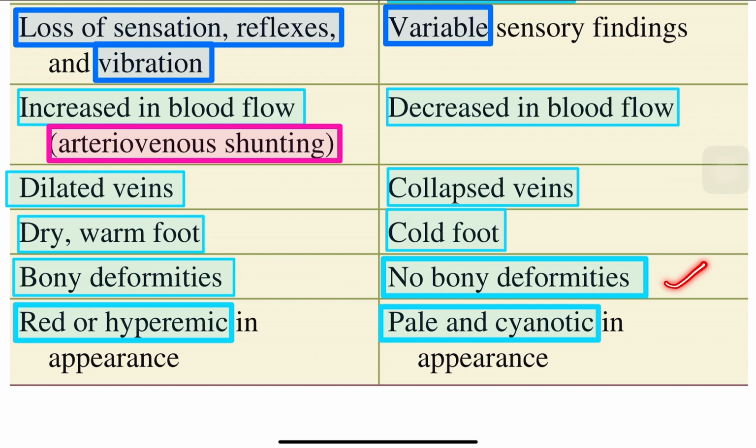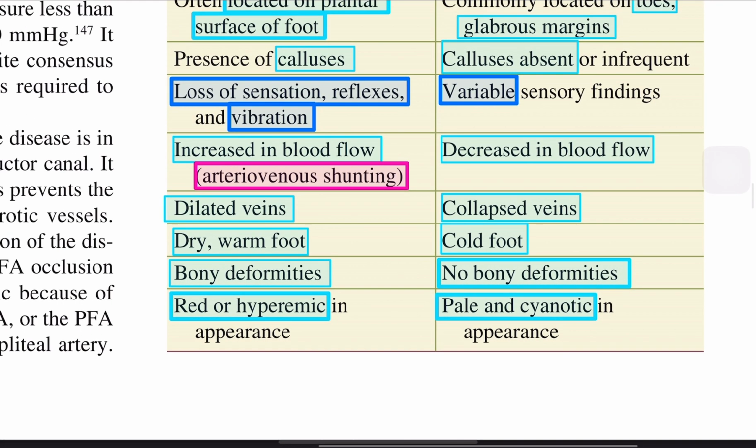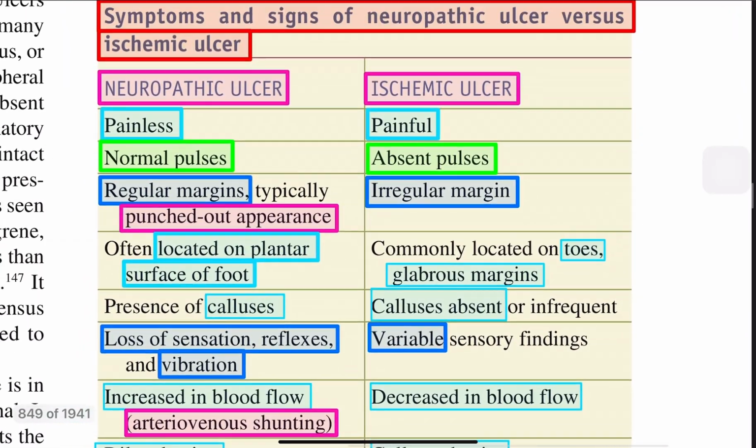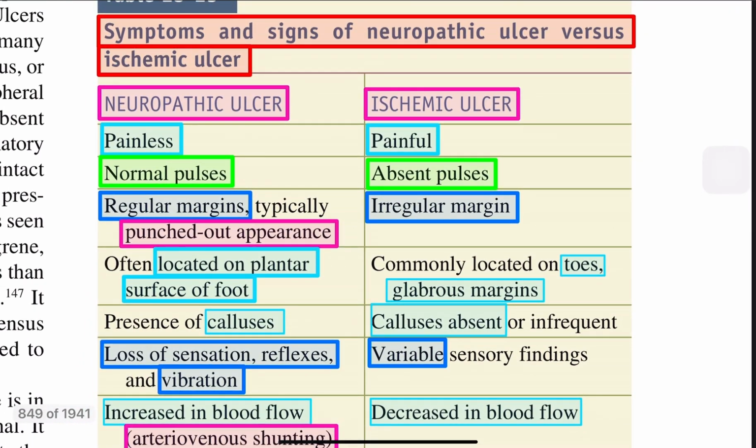And then appearance. Since the blood supply is good and even high in neuropathic ulcer, it will be red and hyperemic. In ischemic ulcer, since blood supply is less, it will look pale and cyanotic. So remember, an important table: the difference between neuropathic ulcer and ischemic ulcer.